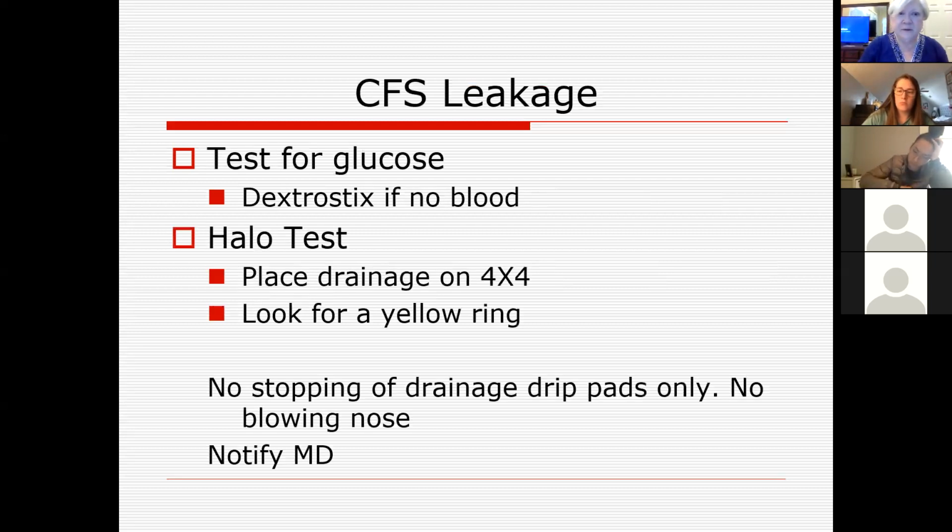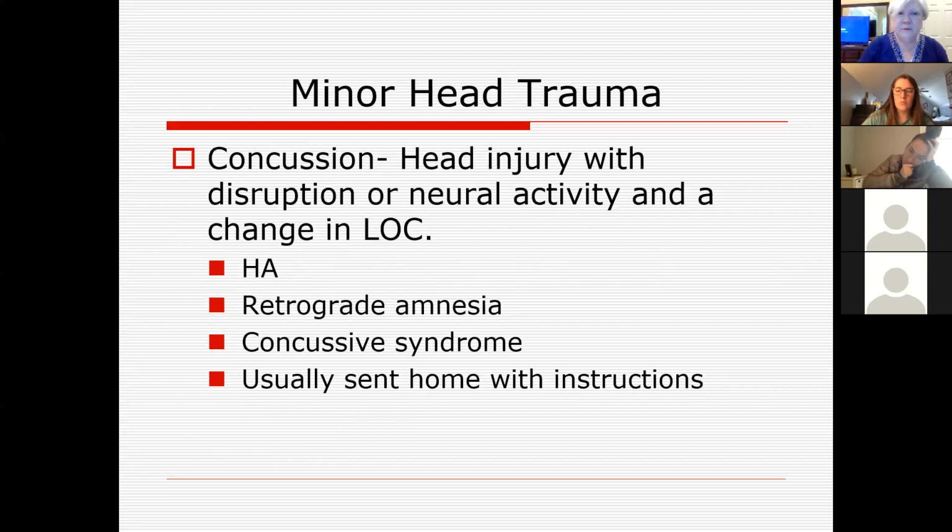I've already talked about this one. So minor head trauma. The minor is a concussion. It's the most minor. They get their bell rung. They might have a headache. They'll have retrograde amnesia, which means they don't remember the event. They might have it up to 6 weeks where they're like, what happened to me?